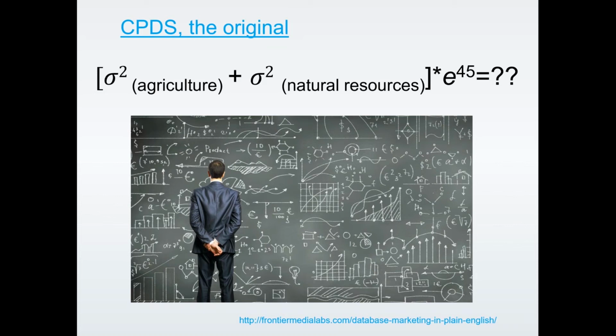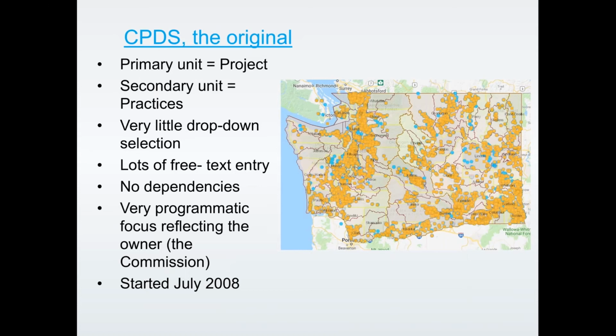With the original CPDS, when you add all of these different kinds of agricultures and different kinds of natural resources and exponentially multiply that times 45 conservation districts, which is e to the 45, we really needed a flexible system in our original build. So we designed that. This is the level of workload that we saw.